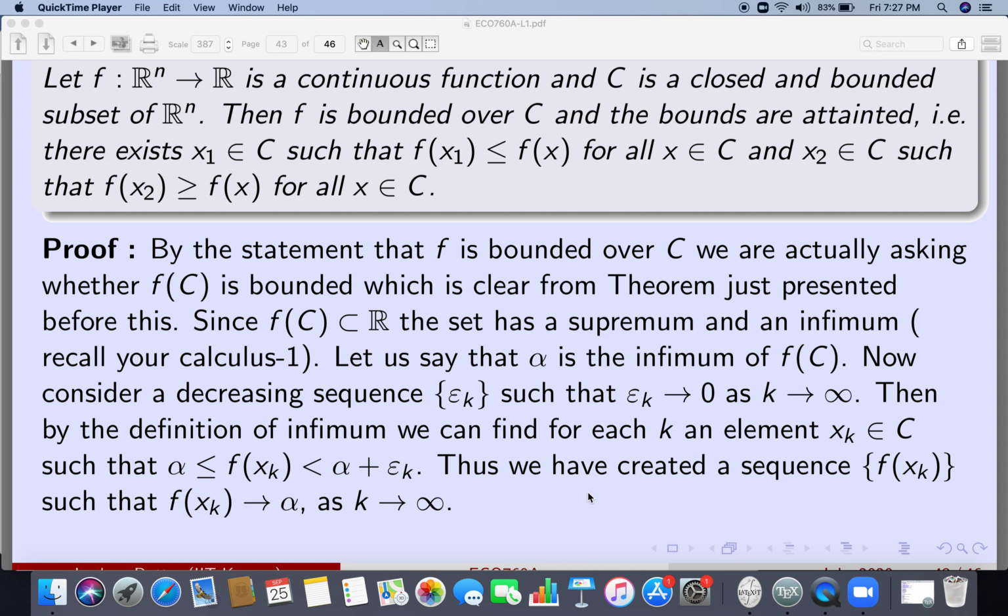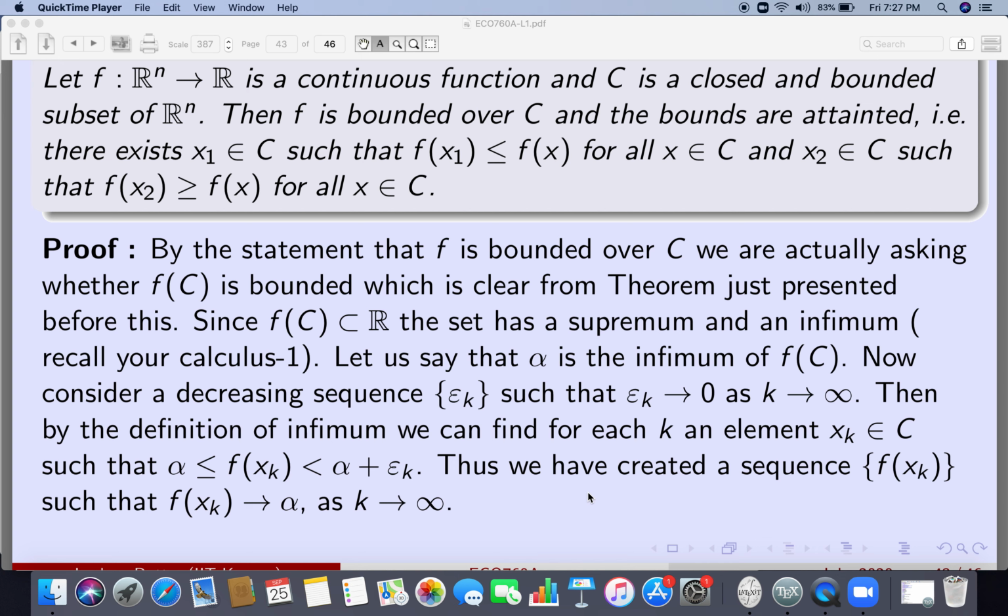So the boundedness of the image set f of C tells me that f of x for all x in C has bounds, right? Basically, what does it mean? The modulus of f of x would be less than some capital M. So f of x would be less than capital M and greater than or equal to minus M. So upper and lower bounds are there always. Essentially f of C has a supremum and infimum, and so the bounds are there. So it is bounded on C.